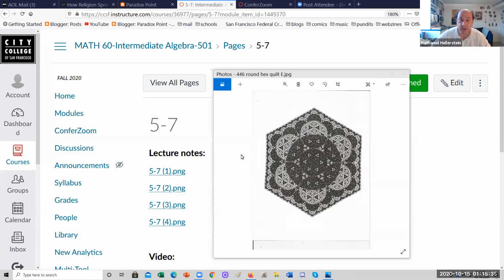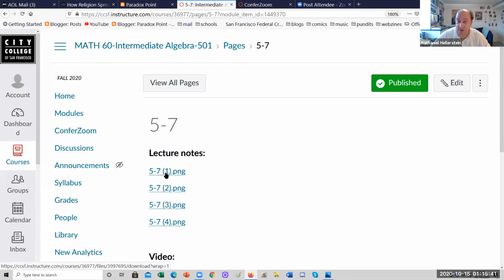This Zoom session is brought to you by the fractal round hex quilt. I thought that one was particularly pretty.